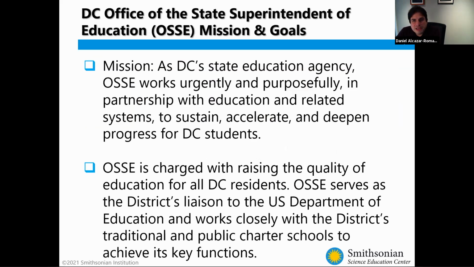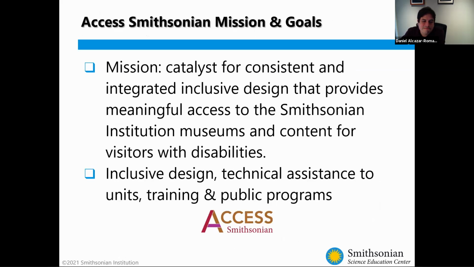All right, let me tell you briefly about the DC Office of the State Superintendent of Education. It's also called OSSE. So OSSE works with urgency and purpose in partnership with education-related systems like the Smithsonian to sustain, accelerate, and deepen progress for DC students. As the state education agency in Washington, DC, OSSE is charged with raising the quality of education of all DC residents. OSSE serves as the district liaison with the U.S. Department of Education and works closely with the district's traditional and public charter schools to achieve the key functions.